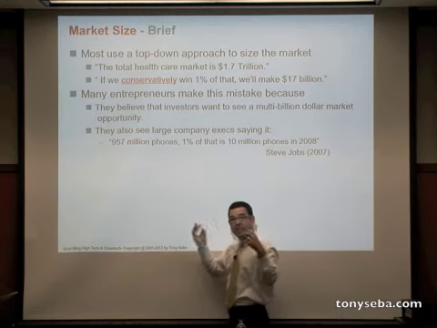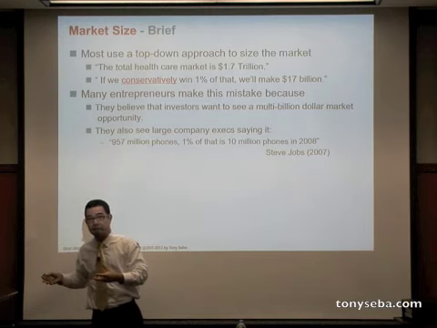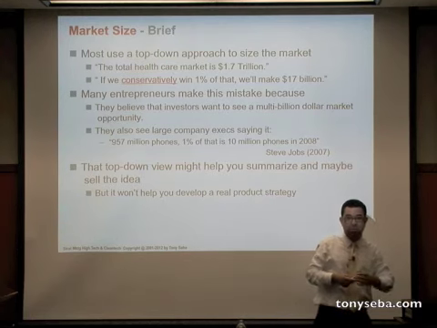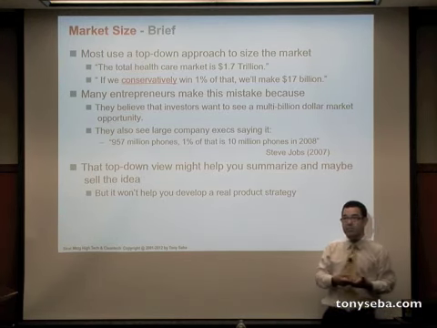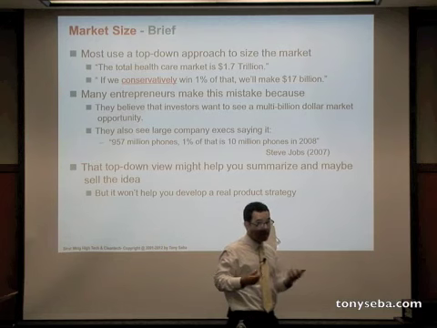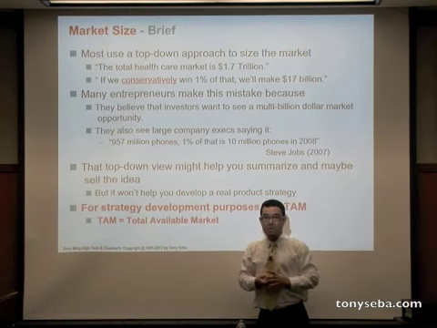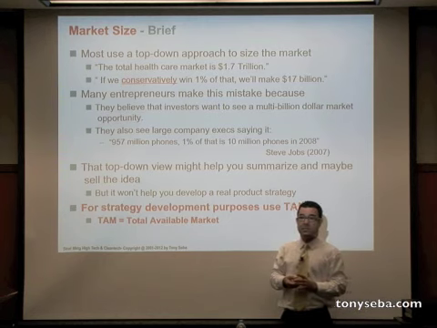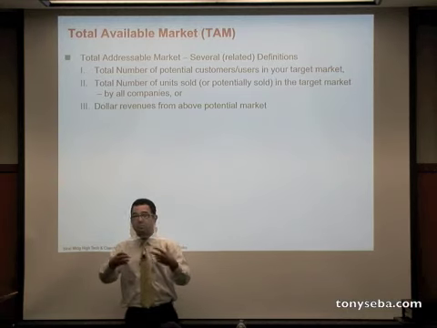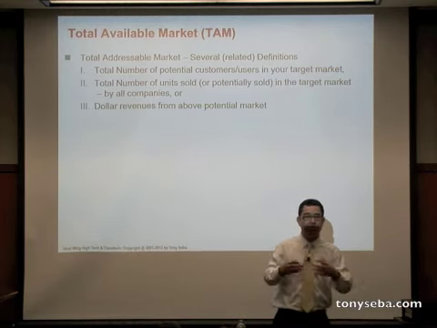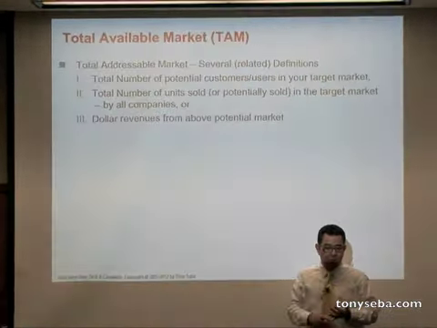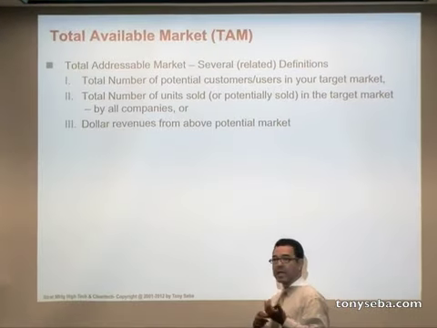Now, this is not bad to sell an idea, by the way. But this is useless to develop a product. It may help you summarize, but if you want to develop a product strategy, it is worse than useless. How do you do it? You use something called total available market, or TAM. There are three variations, and they're all fine. You can use any combination of these. One is, what is the total number of potential customers in your target market?